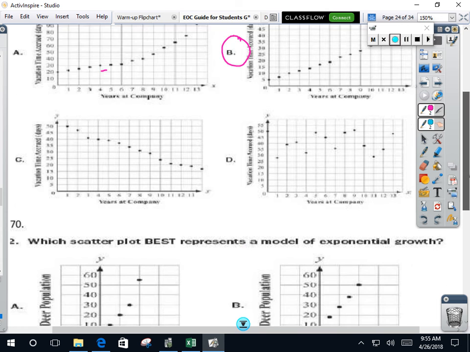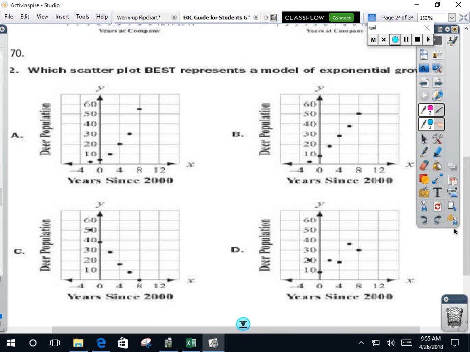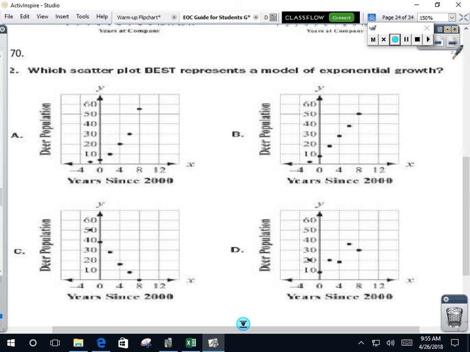Okay, number 70. Which scatter plot best represents a model of exponential growth? Right, exponential is when it curves and growth would be going up, so A. B would be what kind of growth? Linear. C would be linear but going down. And then D, pretty much if you tried to draw anything, it would also have to be a line, but that would be weak positive correlation, right? This would be strong positive correlation. This would be strong negative correlation.